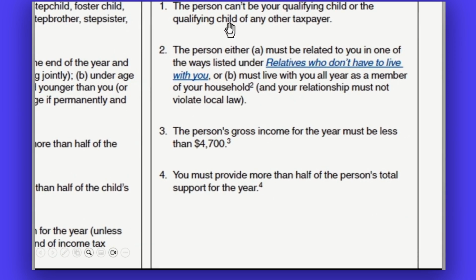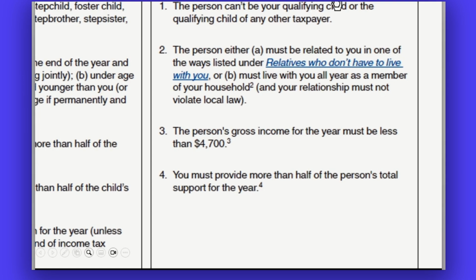To be a qualifying relative, first of all, they cannot be your qualifying child or anyone else's qualifying child. So if, let's say, you're divorced, they're not your qualifying child, but they are the qualifying child of your ex-spouse, then they cannot count as a qualifying relative. Secondly, they either need to be related to you as on that special list that we keep referring to, that we will talk about. So they either need to be related to you in a way that's included on that list, or they must have lived with you all year as a member of your household, and your relationship must not violate local law. What does that mean?